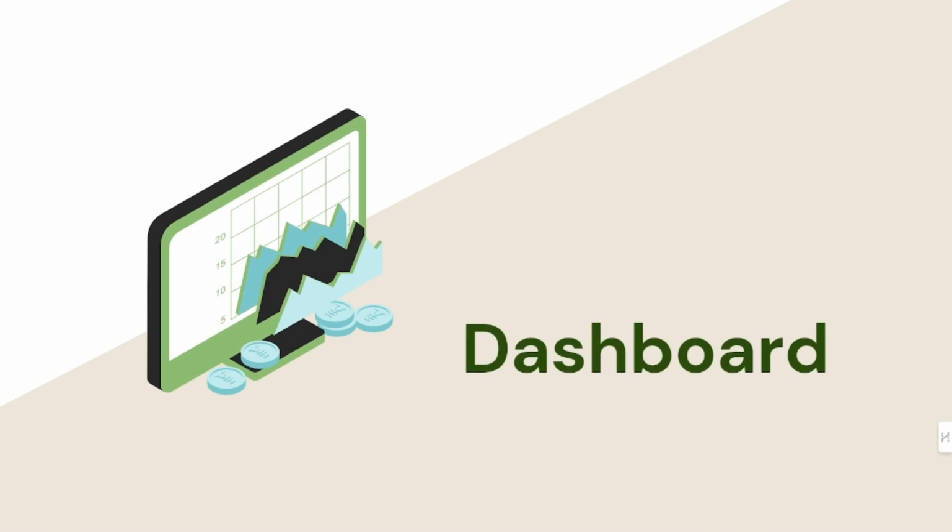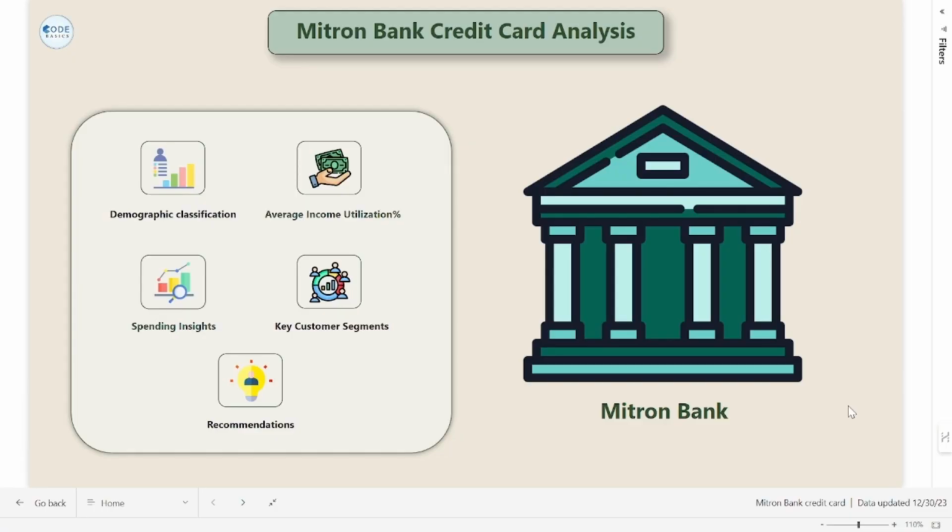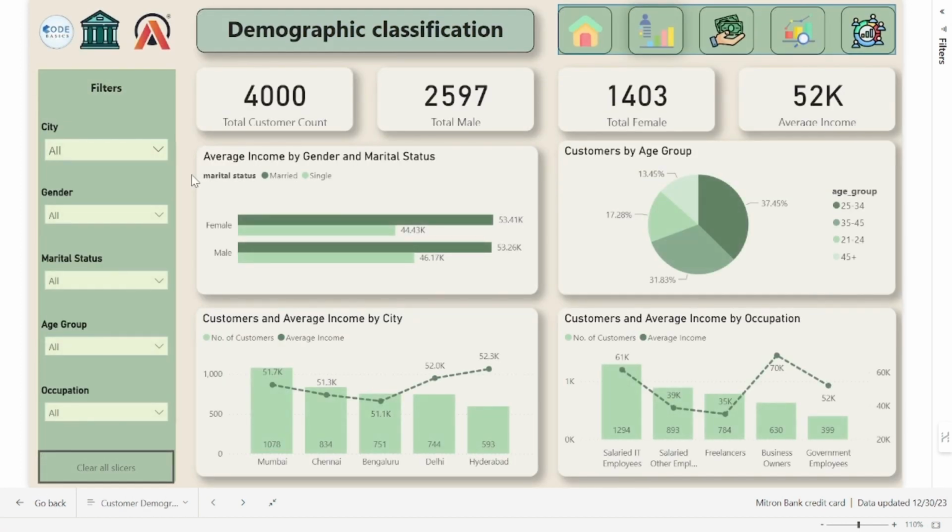Let's see the dashboard. This is the home page where you can navigate to different reports. First, we will see the demographic classification. This is the demographic classification, where on the left you will see the filters, and these are the KPIs.